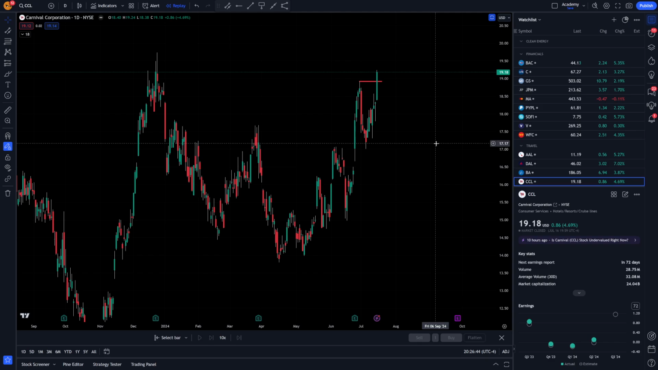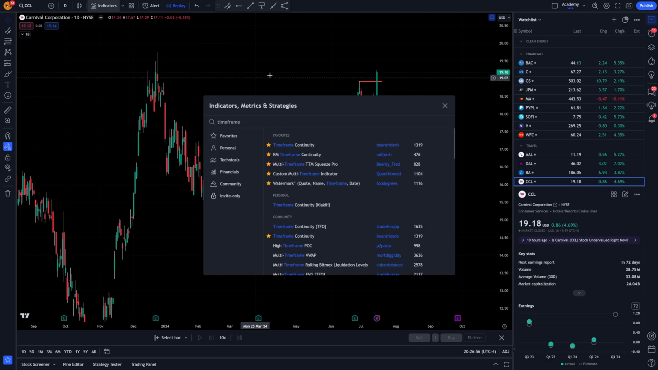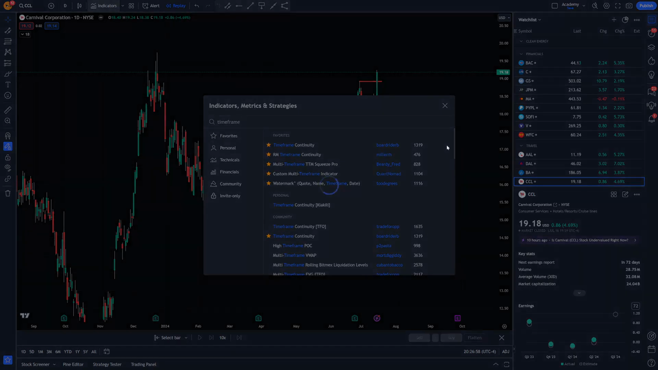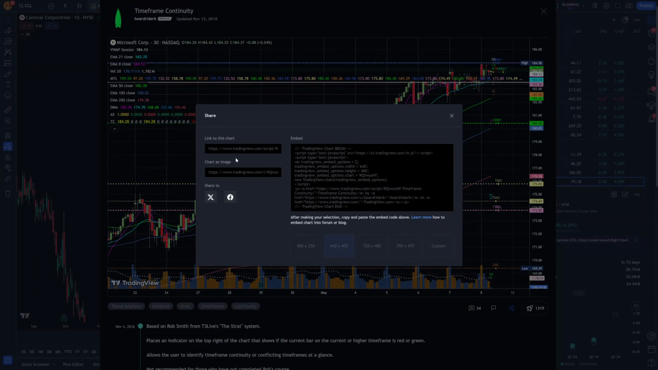Strat score is determined by a lot of things. That's one of our indicators, if you didn't know. It's determined by a lot of things, but time frame continuity is one of them. So one indicator that you can use is this one, literally titled time frame continuity.